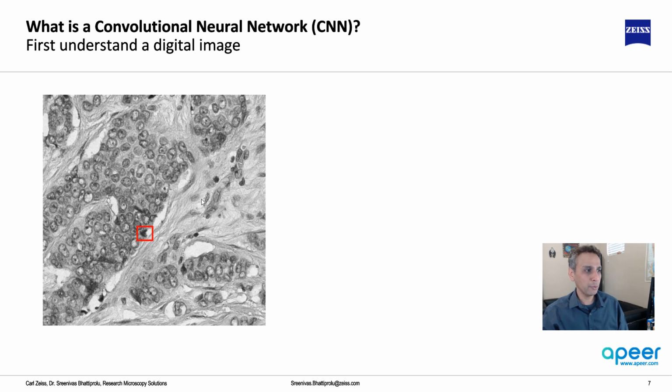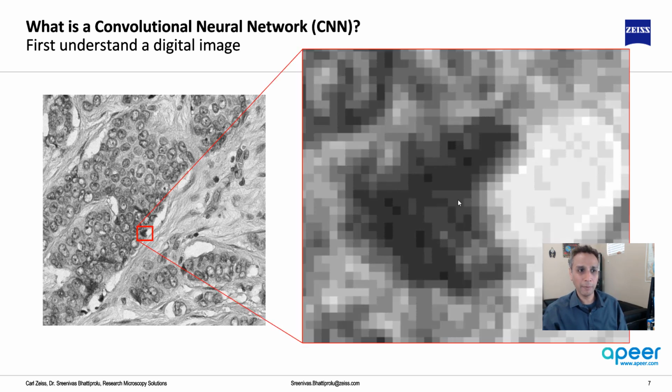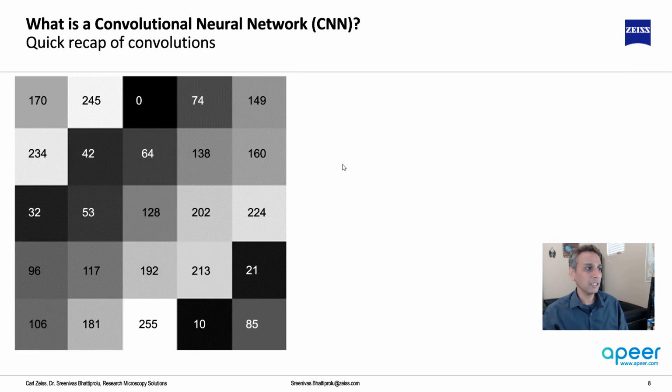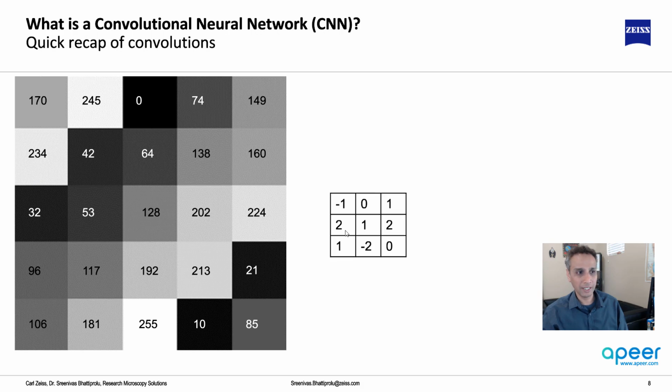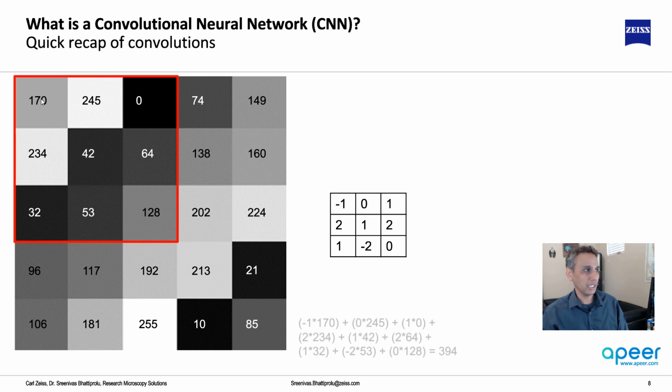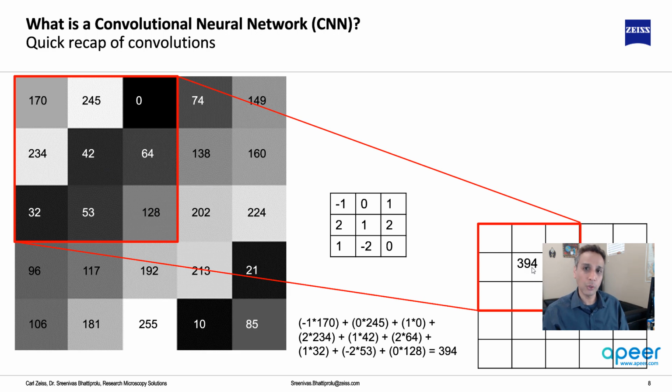You have a digital image. When you zoom in, the digital image looks like this, right? You have a bunch of pixels. And convolution is just pixel math. How do we do this math? If you have the pixel values like this, and if you apply a kernel, for example, like this, again, think of these as weights. My weights here are -1, 0, 1, 2, 1, 2, 1, -2, 0. We called it kernels before. You have this matrix and you multiply it with this. What do you get? 170 times -1, 245 times 0, right? So you do all of this, you get a value of 394. So you replace the central pixel with a value of 394. This is a convolution operation.